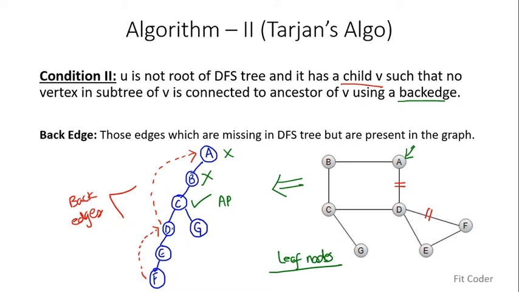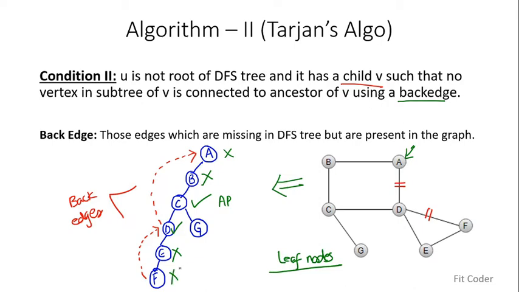Now we come to D. D has a child E. Now the subtree of E should not have a node that is pointing towards an ancestor of D. We have a back edge from F, but that is pointing towards D, not to an ancestor of D. So D will also be an articulation point. Now we come to E, but for E, there is a child F that is pointing towards an ancestor of E. So E will not be an articulation point.